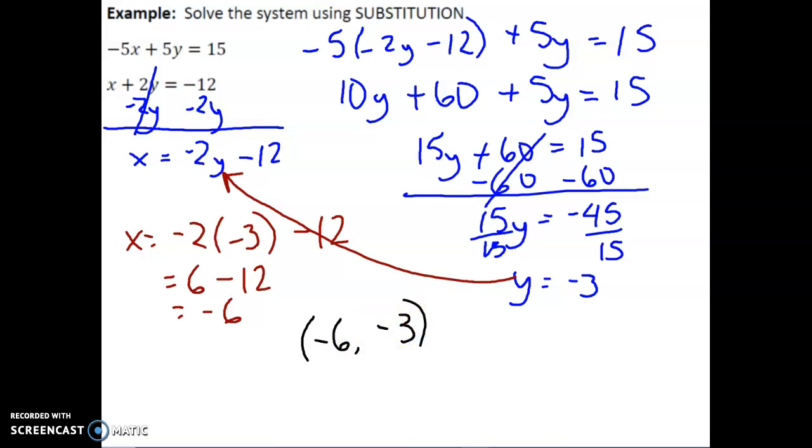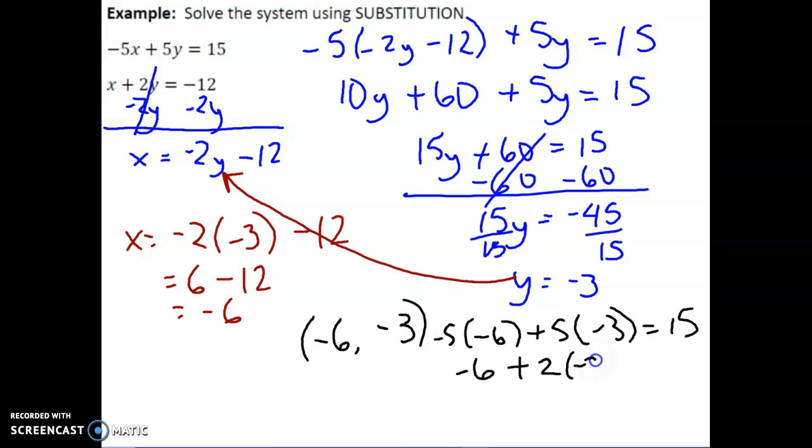Okay, if you needed to check this one algebraically instead of on your calculator, you would need to remember to substitute for x and y in both of these equations. So in the top equation, I would have -5 times -6 plus 5 times -3. And I would need to substitute that into my calculator and see if I got 15. And then I would substitute into the bottom equation. And I would type that in my calculator to see if I got -12.